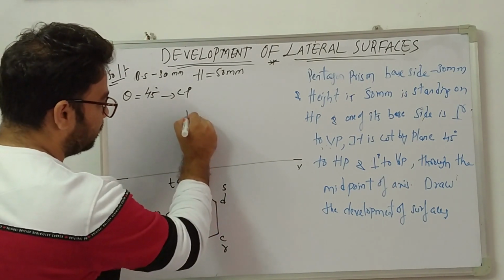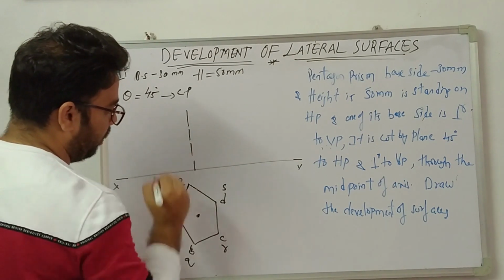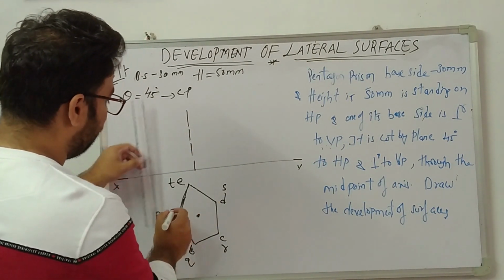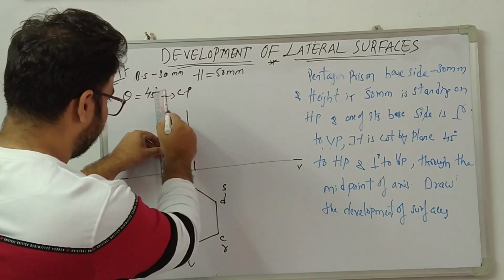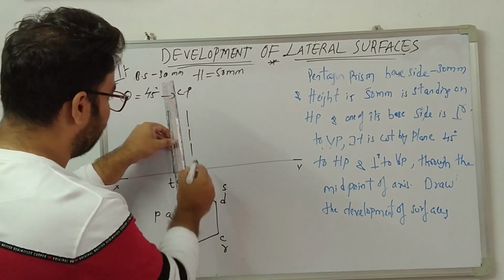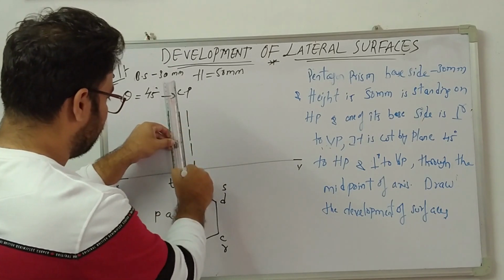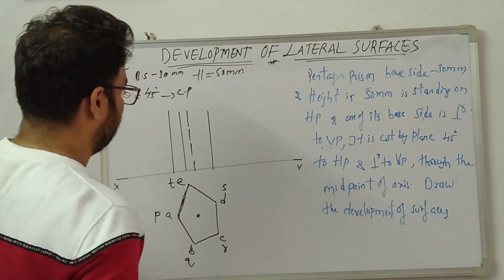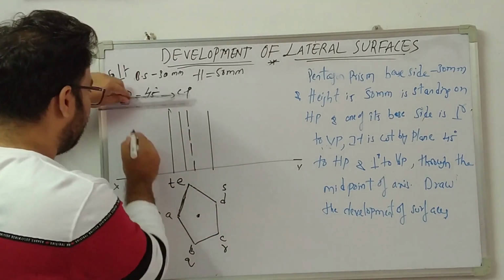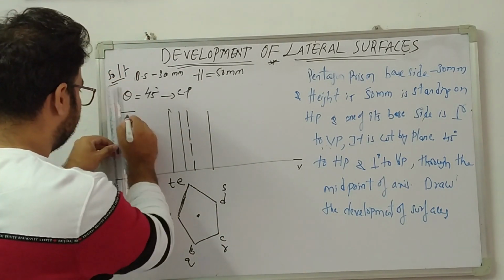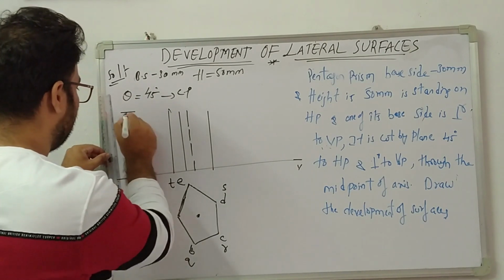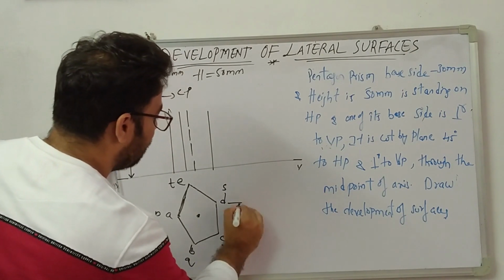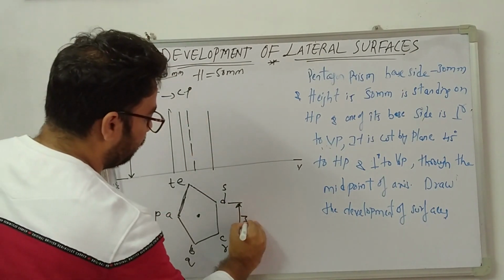What is the height of the axis line? 50 mm. This is the axis line. From A onwards draw a projection line of 50 mm. From E onwards draw a projection line. Similarly, from D onwards draw a projection line. What is this height? This height is given already, 50 mm. What is the base side? The base side is given as a length of 30 mm.